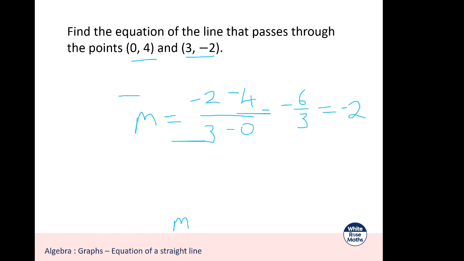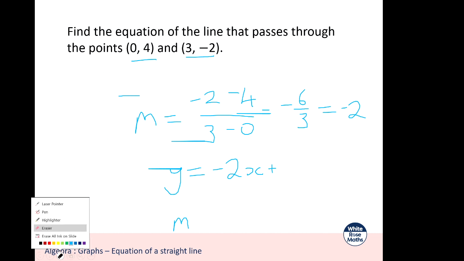So far I've got the gradient. So I've got y equals minus 2x plus c. Now the plus c is where it crosses the y-axis. If I look here, the x-coordinate is 0, the y-coordinate is 4. So the c value is going to equal 4, because it crosses the y-axis at 4. So my final answer is y equals minus 2x plus 4.